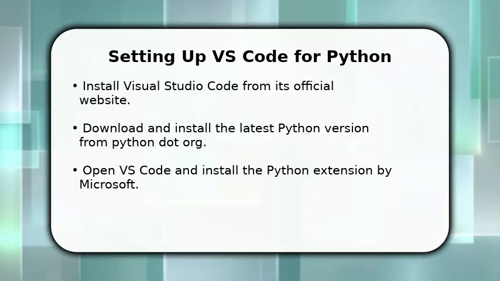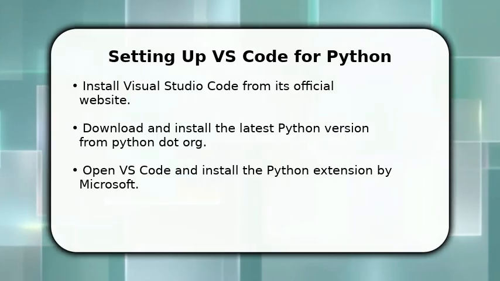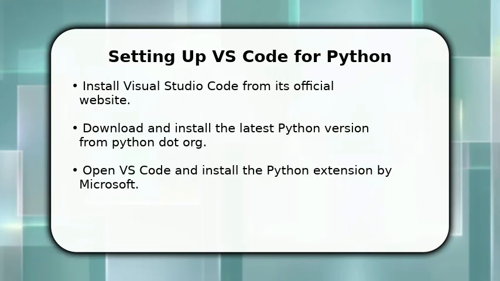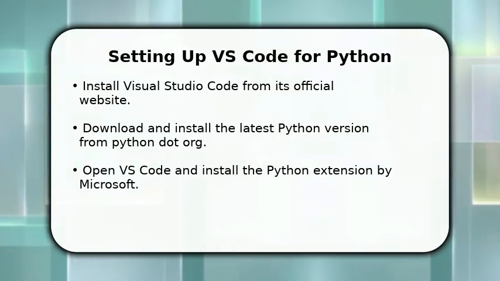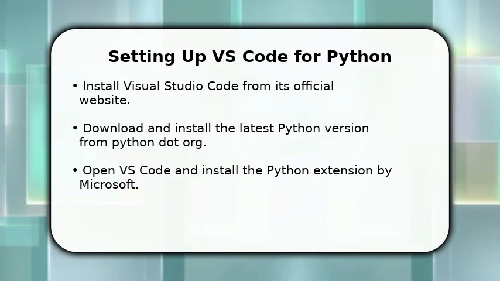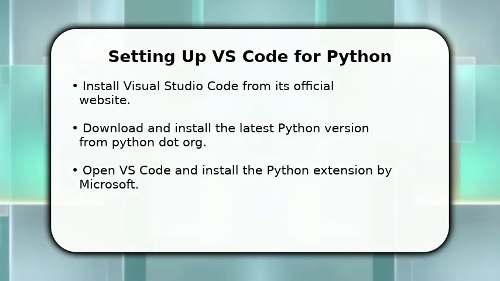Then, open VS Code, navigate to the Extensions view, and search for the Python extension by Microsoft. Install this essential extension to enable full Python support. Finally, configure your Python interpreter path within VS Code settings for seamless development.